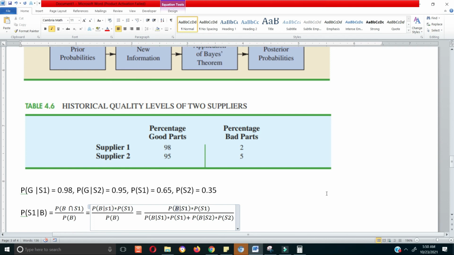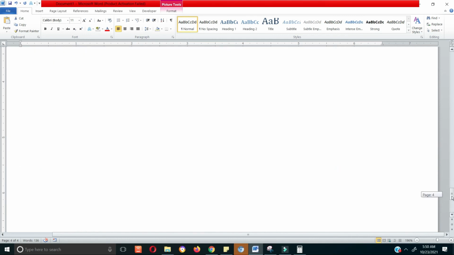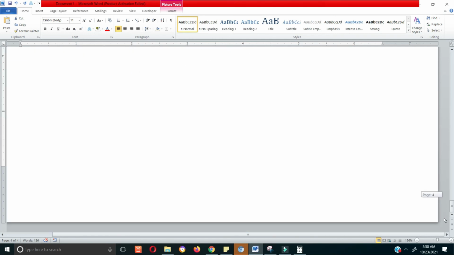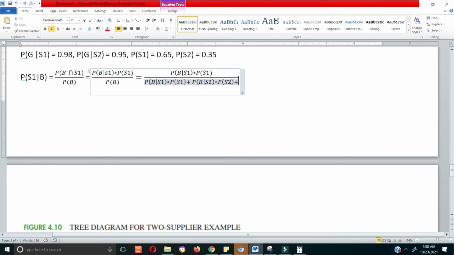There's really no problem. If you had three suppliers, and you wanted to know the probability that it is bad given some supplier 1, this would actually continue. The denominator would continue. It means you'd have some additional scenario, something like that. So this is Bayes' theorem.